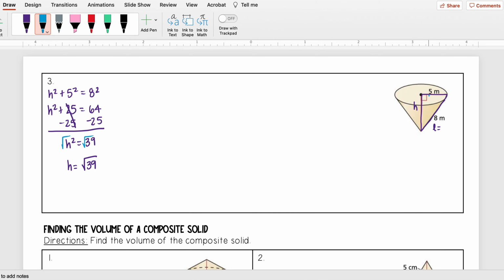So I know what my h is, I know my radius. Now I can go ahead and plug that in to find my volume. So remember, my volume is 1/3 pi r squared h. My r is 5, and my h is the square root of 39. And then I'm going to go ahead and plug that all into my calculator. And so when you do, you should get that the volume is approximately 163.49 meters cubed.